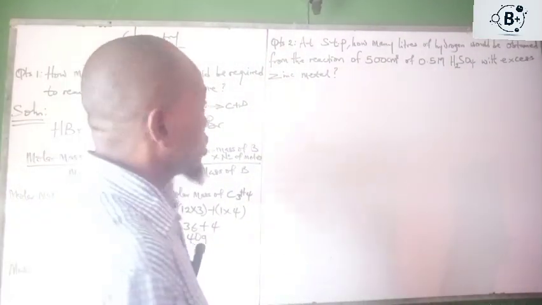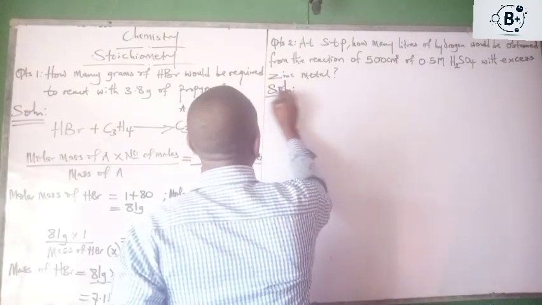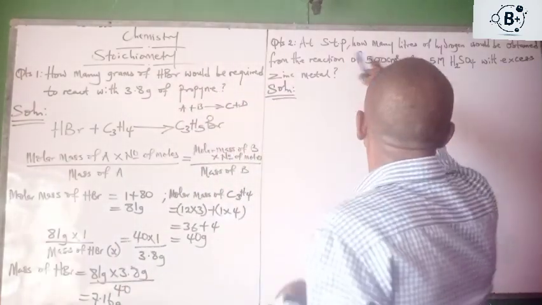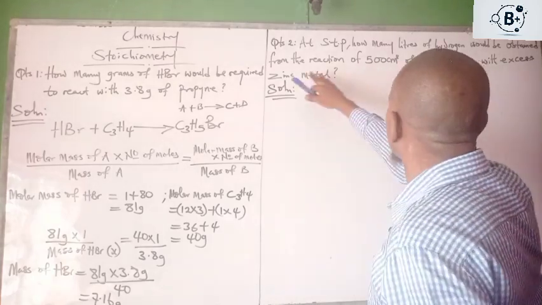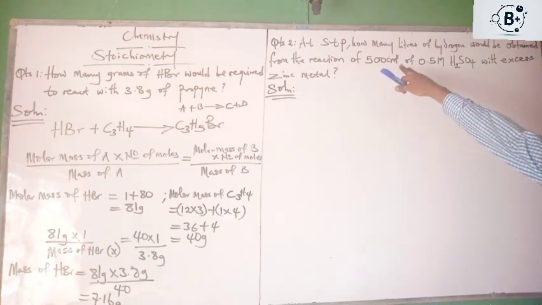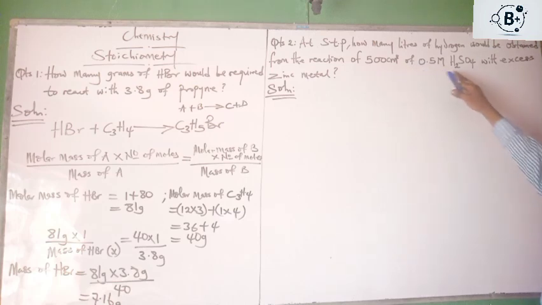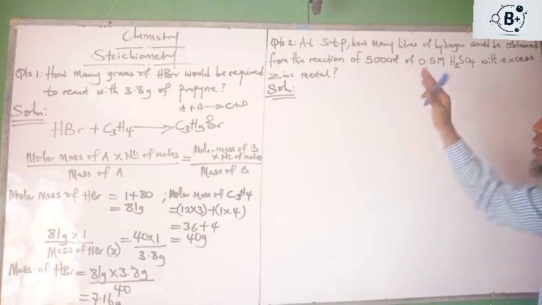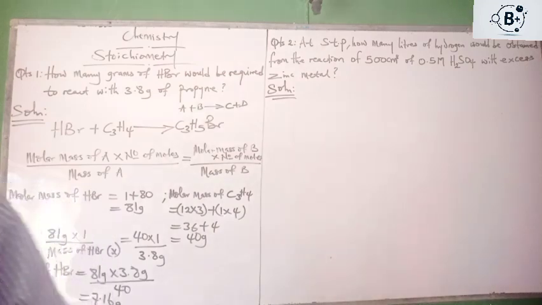So for this second question, question number 2, to solve this, you start by writing the chemical equation. How many liters of hydrogen will be obtained from the reaction of 500 cm3 of 0.5 M H2SO4 with excess zinc? So excess zinc is what we are reacting with.